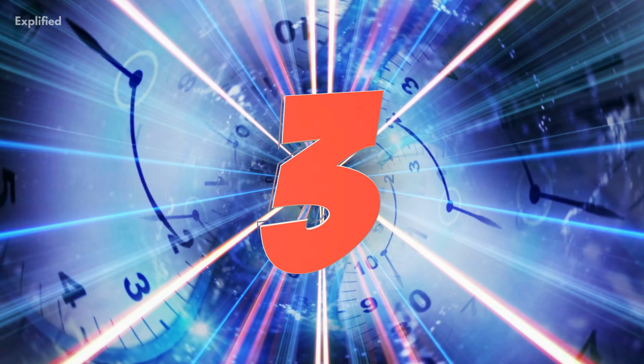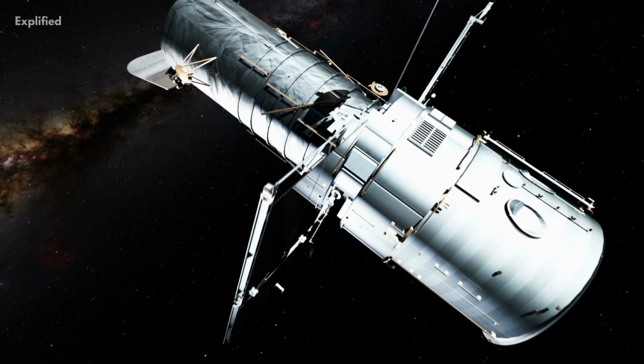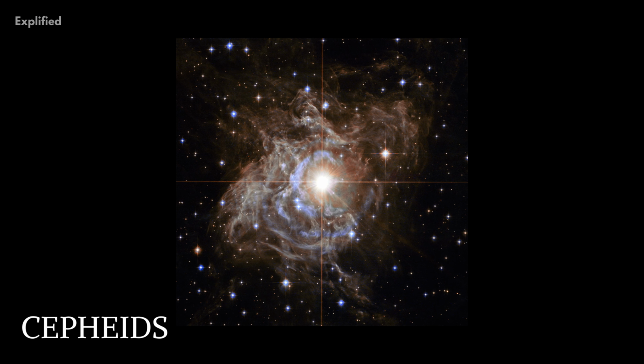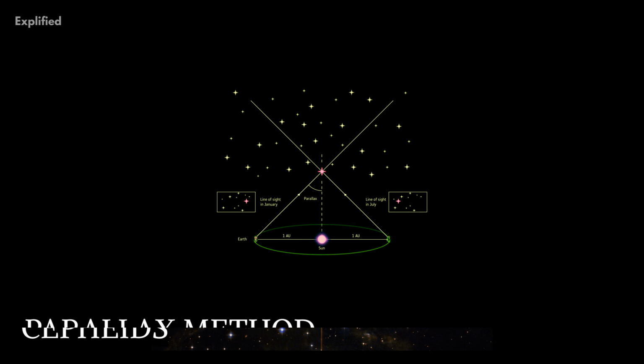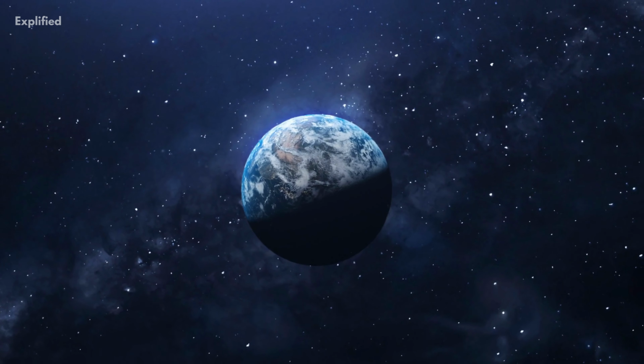It is measured in 3 steps. First, the Hubble Space Telescope is used to locate a type of star in our own Milky Way galaxy, known as Cepheids, which alternately glow and dim. With the help of the parallax method, the distance between Earth and the Cepheid is measured.